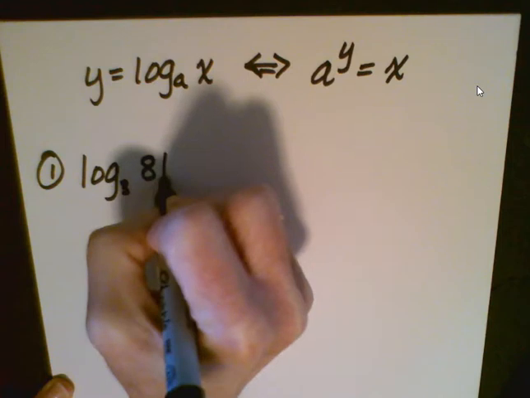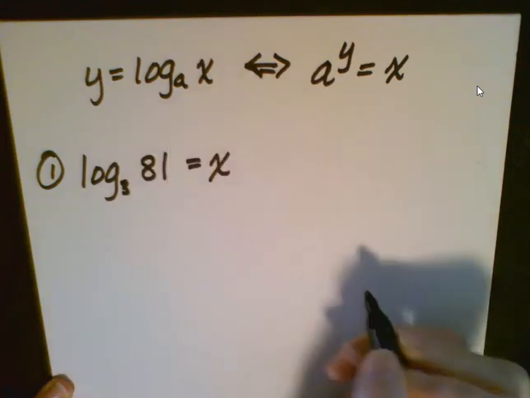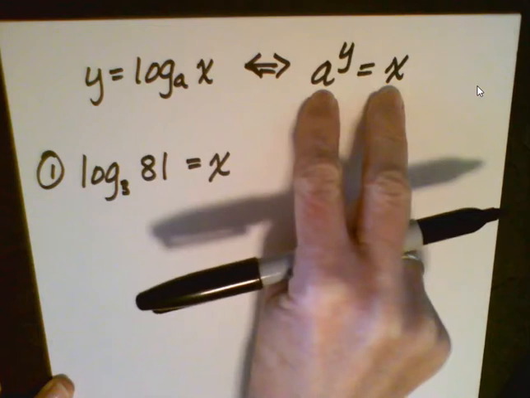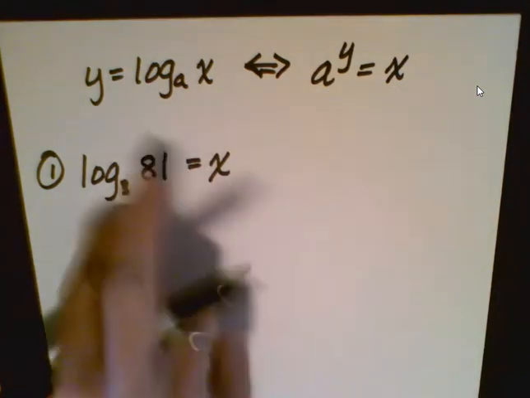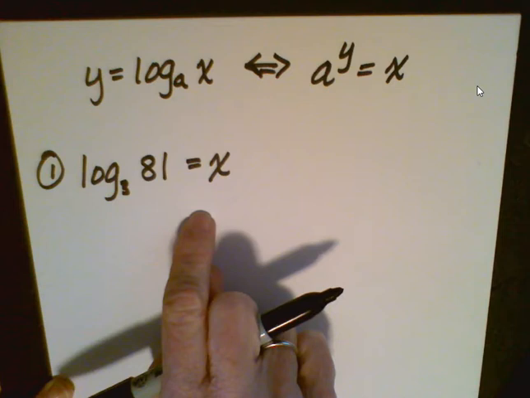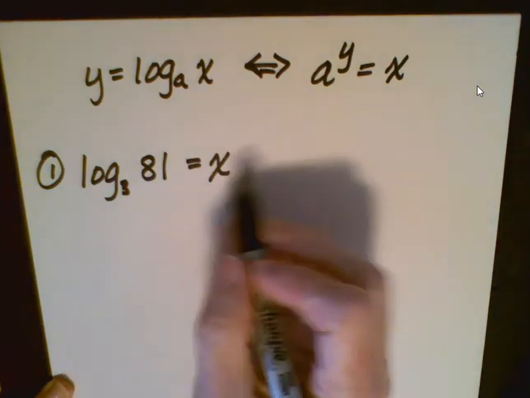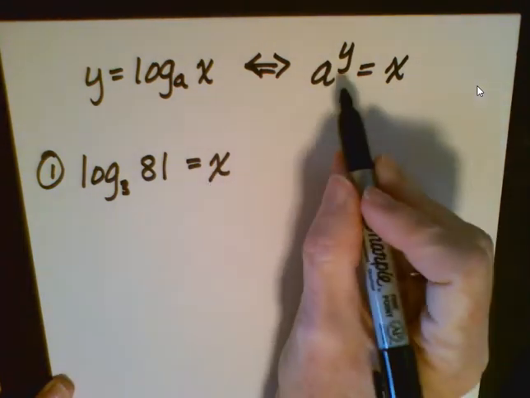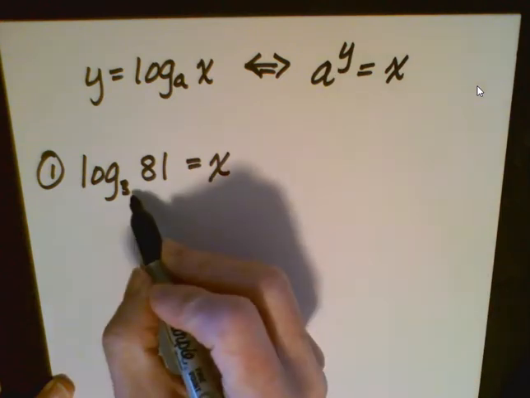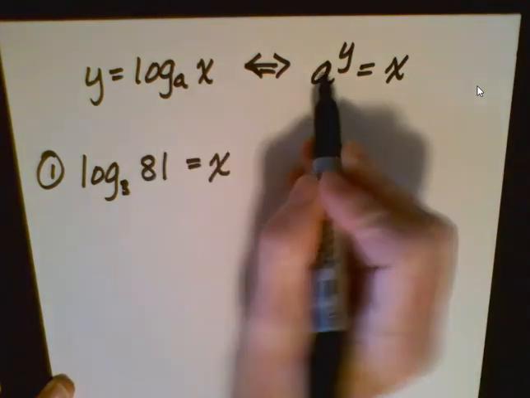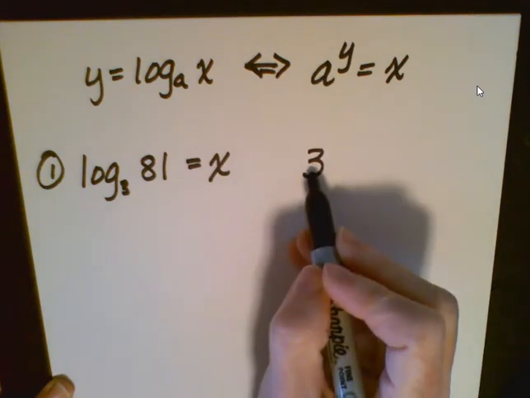of 81 equals x. And our instructions are just to change it from a log to an exponential. Now, it's switched around a little bit, on either side of the equal sign, but I can still tell what's what here. So to change this, I'm going to write a. So what's my base? A is the base. The base of this log is 3. So rewriting this would be 3, 3 is my base.